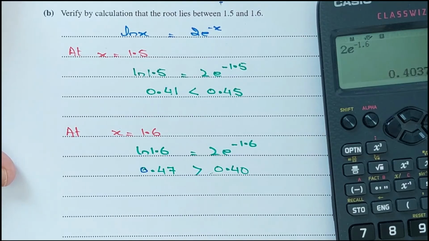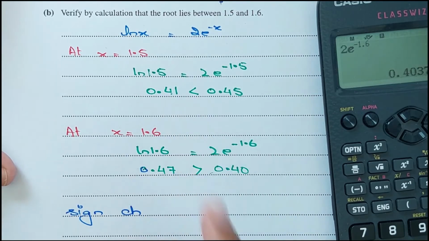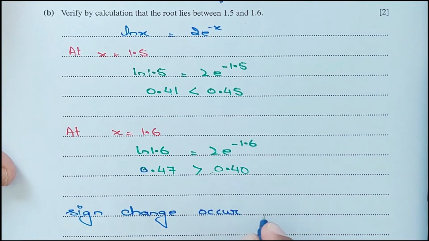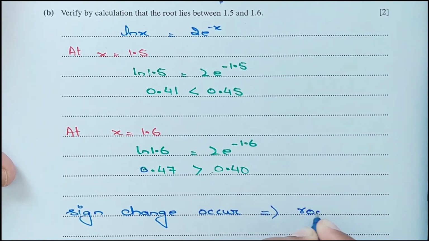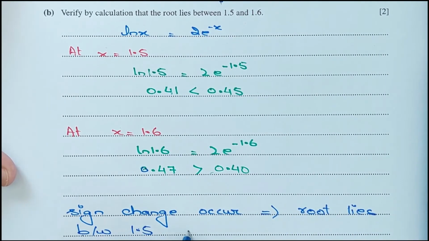0.47 is greater than 0.40. So as you can see, a sign change occurs, less and greater. This implies the root lies between 1.5 and 1.6.